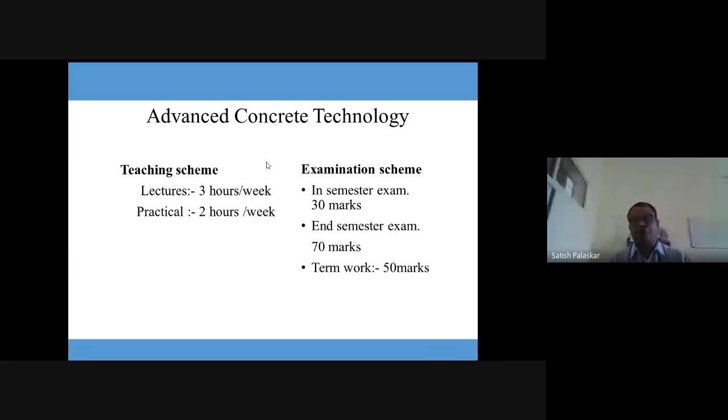If we say the concrete, you think only that cement, sand, aggregate, and water, that only. But if we change one material, or if we replace one material, suppose we replace the coarse aggregate by the demolished concrete, then that will be a different type of concrete. So all these types of concrete we will study in unit number 2.